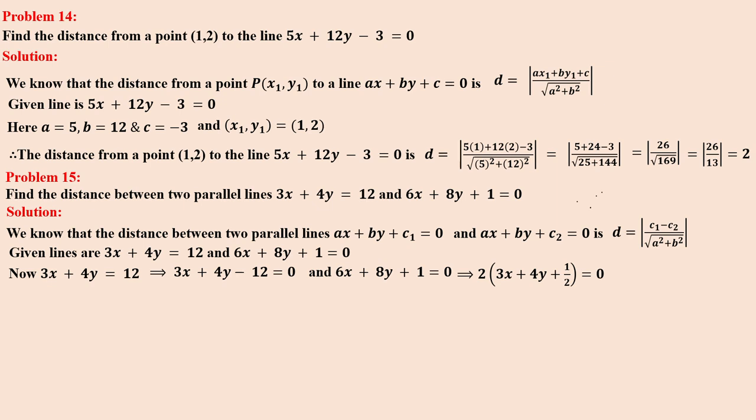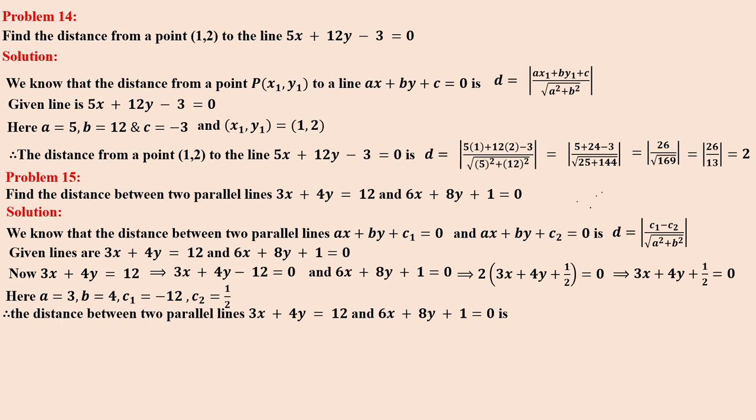2 is common for 6 and 8, right? So you take 2 outside, so 2 into (3x + 4y), and 1 becomes 1 by 2, right? So that is equal to 0. So the second equation is 3x + 4y + 1/2 = 0. So a = 3, b = 4, c1 = -12 and c2 = 1/2. Therefore the distance is |-12 - 1/2| / root of (3 square + 4 square), that is equal to (25/2) / root of 25. So 25 by 2 by 5, that is equal to 5 by 2.